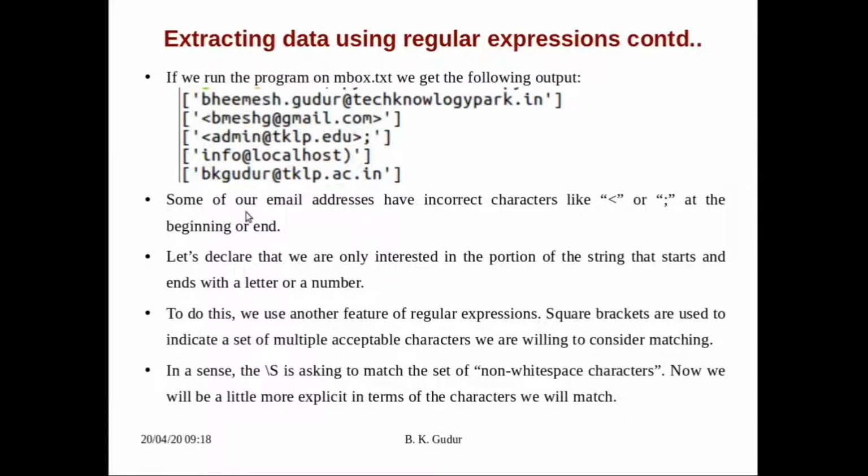Some of our email addresses have incorrect characters, like what I have shown. A less than symbol and a semicolon are there at the beginning and at the end. Let's declare that we are only interested in the portion of a string that starts and ends with a letter or number. It should not start with any special characters. It should start only with either a letter or a number, meaning A to Z or 0 to 9. Then what can we do?